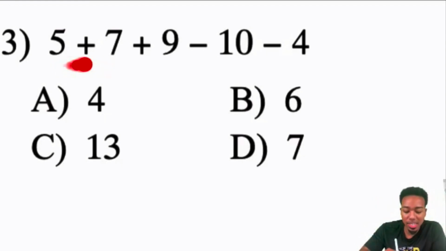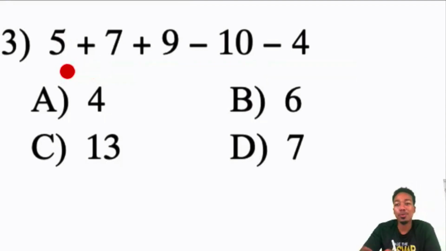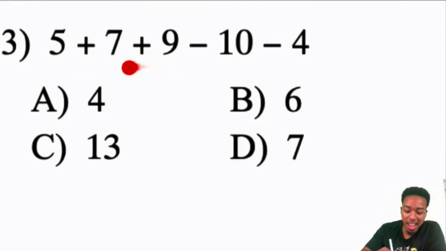5 plus 7, what's that going to be? Correct, that's going to be 12. And then from there, let's keep it moving forward. So 12 plus 9, what's that going to give us? 12 plus 9 is going to give us 21. 21 minus 10, what's 21 minus 10? 11. Then 11 minus 4, what's that going to give us? 7. And that's how you can get D.